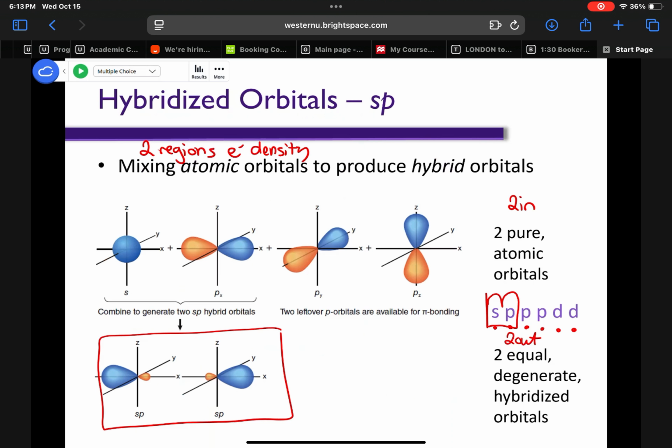Now I'm going to go back for a second. Notice that we didn't do anything with our py, and we didn't do anything with our pz. They just stayed as py and pz.